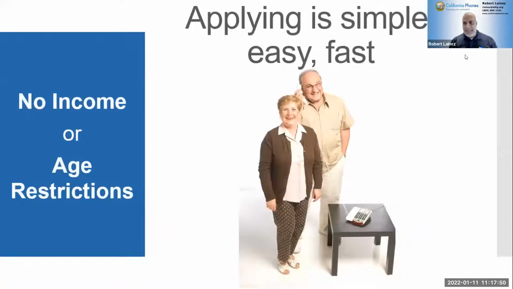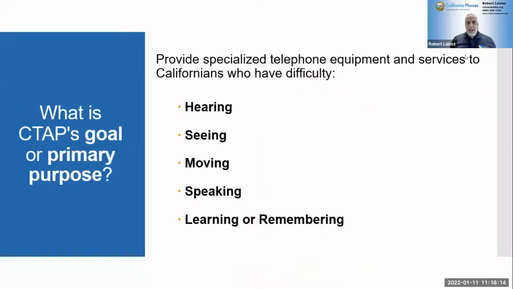Now, the wonderful thing about this is that there is no income requirement. There is no age restriction. There's no need that you have to be on Medi-Cal or Medicare or anything like that. In fact, we don't even care about your immigration status as well. So it is a program for the people that actually need help with communicating. Like I mentioned, our primary goal is for people who have difficulties with hearing, vision, mobility, speech, and or learning, or remembering.